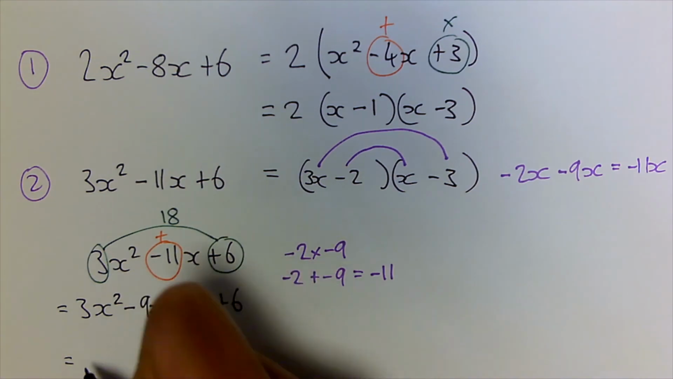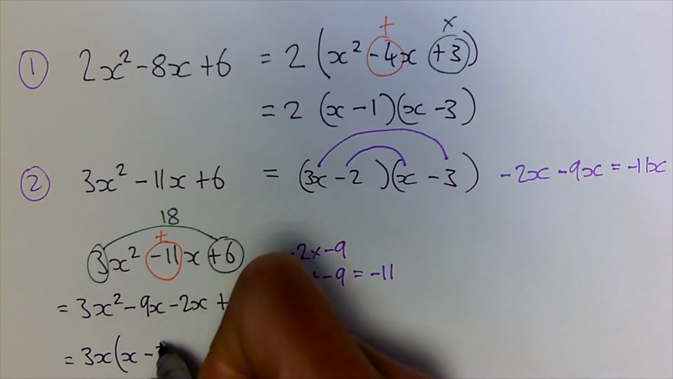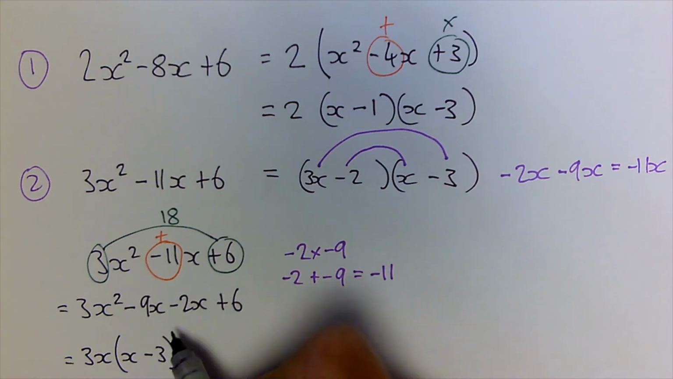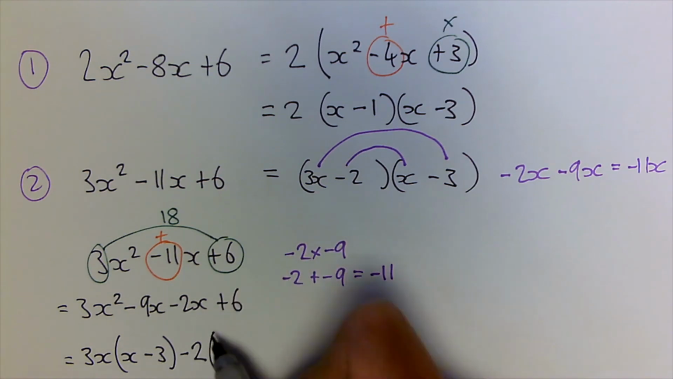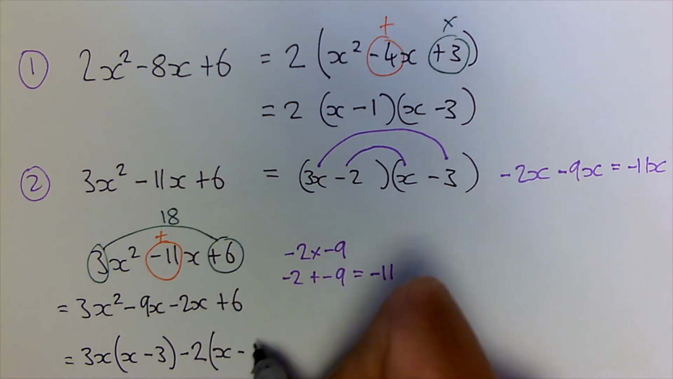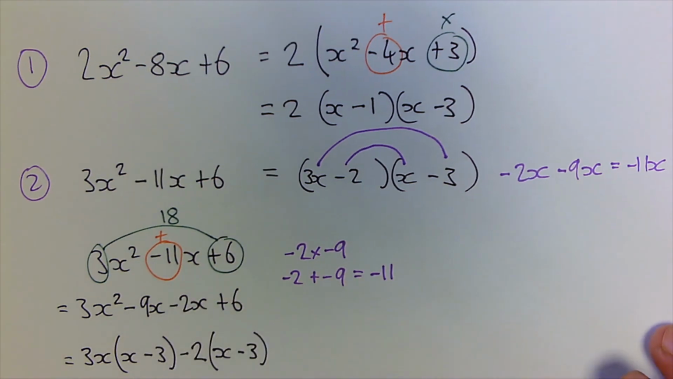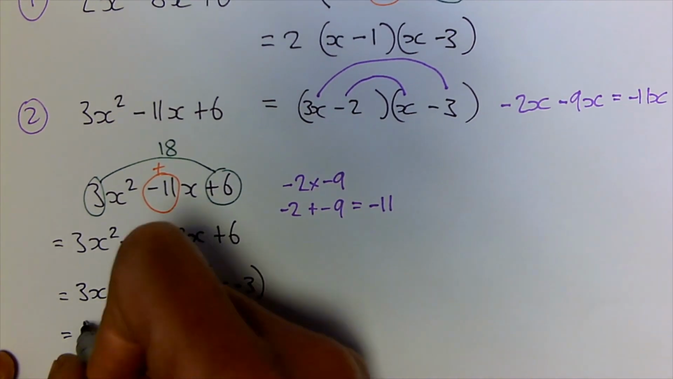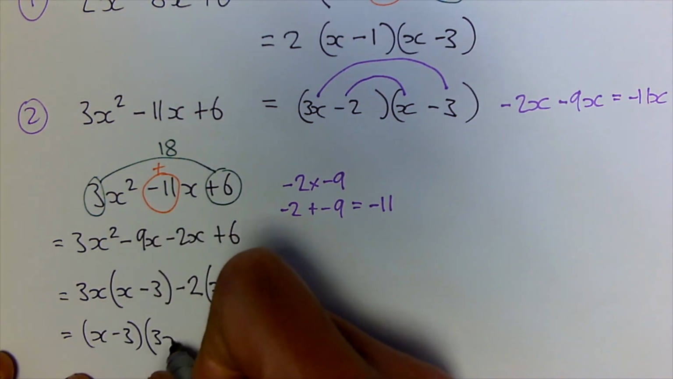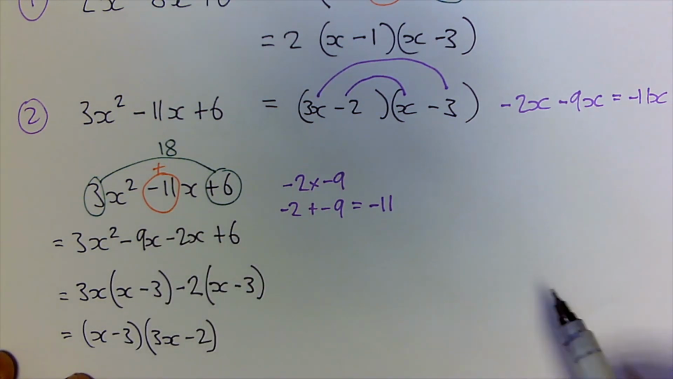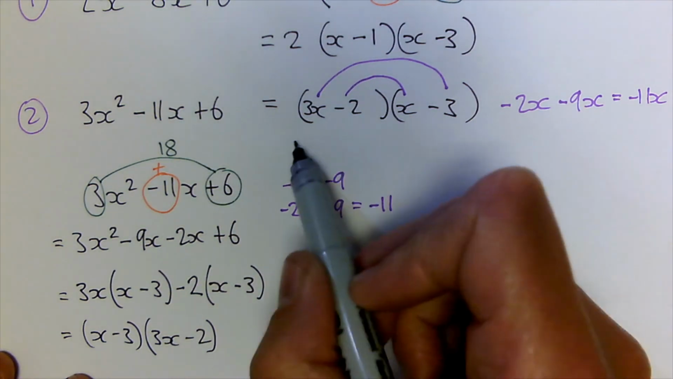In the first two terms I've got a common factor of 3x, that leaves me with x minus 3. And in these final two terms, if I take a factor of negative 2 out, I will be left inside the brackets with x and negative 3. And now we can see by the grouping that we've got x minus 3 as a common factor, and in the other bracket we'll have 3x minus 2, and that is the same result that we had earlier when we tried to do it by inspection.